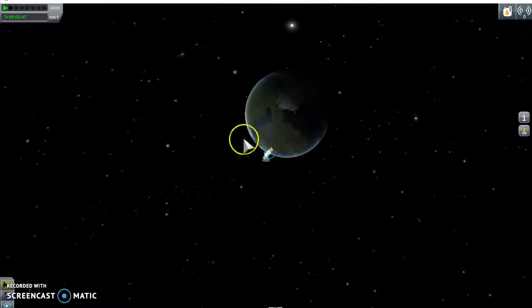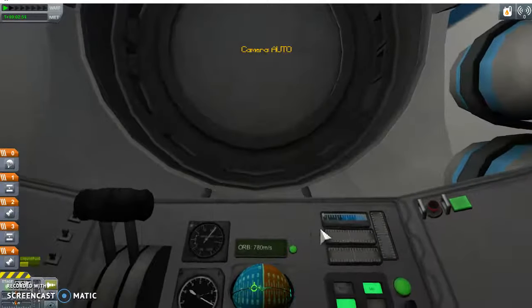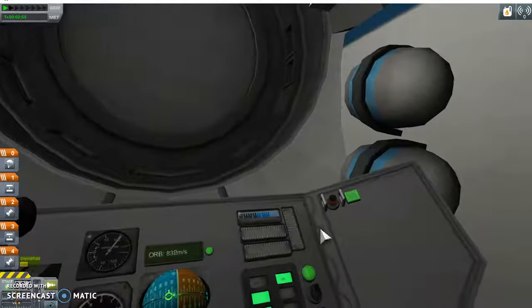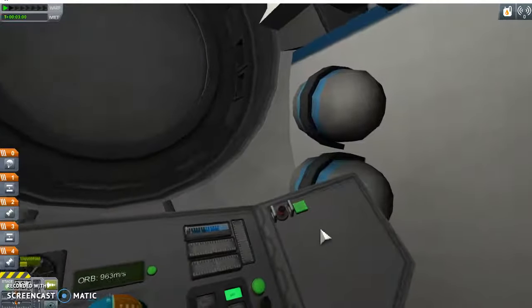This is a fake planet called Kerbin. And you can see the Kerbals. They're in the backseat. This is Jebediah's view.